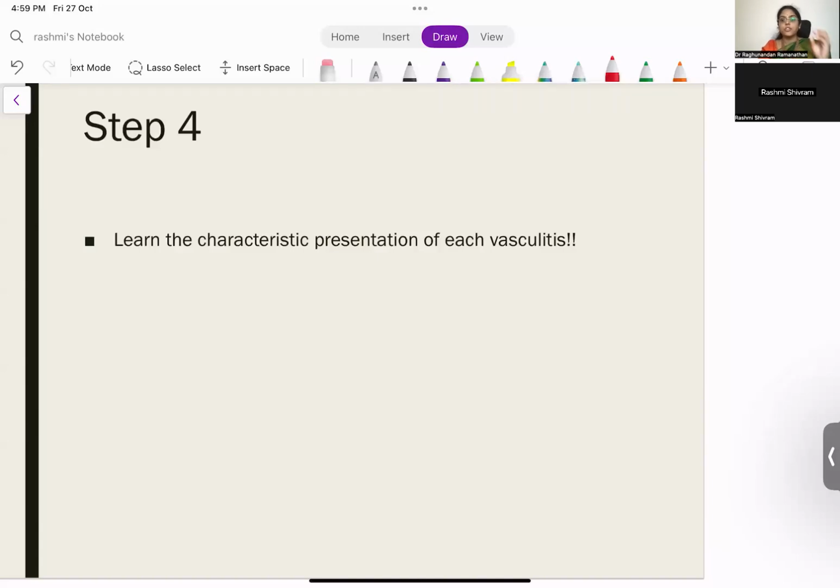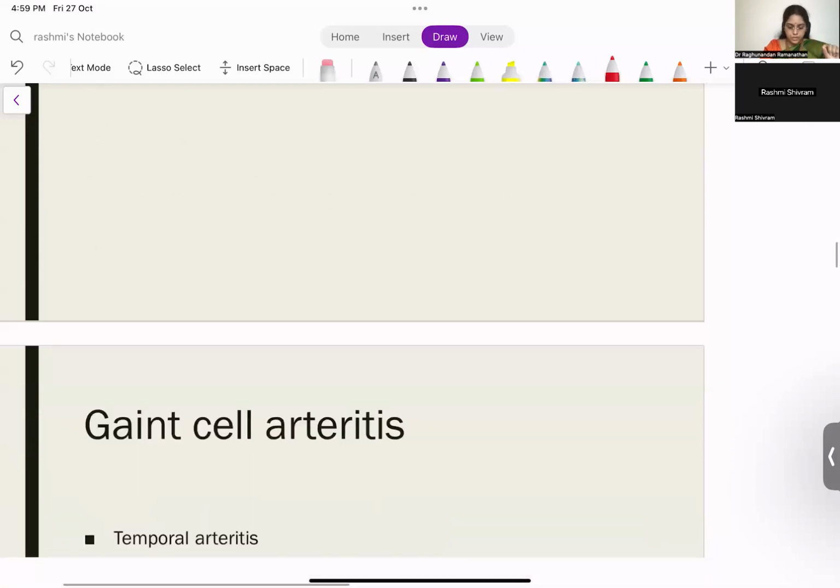In this, I'm going to tell you some salient features for each vasculitis. So if initially I had taken all this, then you would not be able to correlate easily. That's why we are taking it in the middle of this so that you're able to understand better. So let us now see the characteristic presentation of each vasculitis.